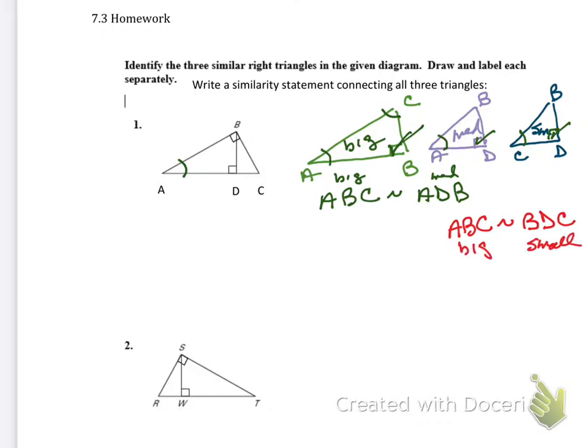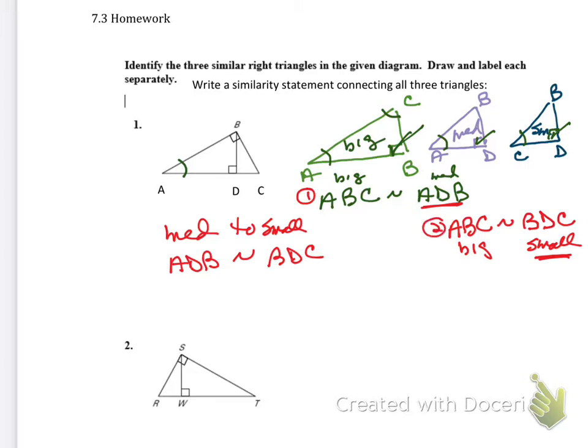So now when you want to do medium to small, go with ADB and BDC. Just write it in, use the letters that you see here and here, and you then have the third statement. So you have one statement between big and medium, one between big and small, and then the last one between medium and small. Okay, so you should be able to do that now with the second homework problem there.